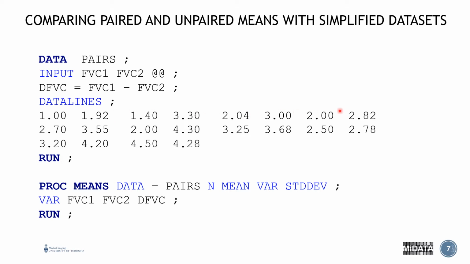Here's the data lines, which are going to be your pairs of data. So this is FVC1, this is FVC2, this is FVC1, this is FVC2, as you know, etc. And then we use proc means, of course, to get our mean. So we're going to get the mean FVC1, the mean FVC2 and the mean of the difference.